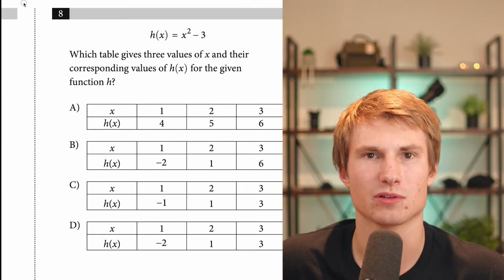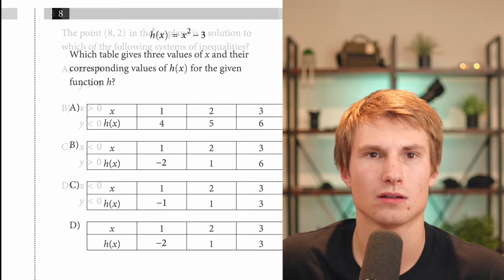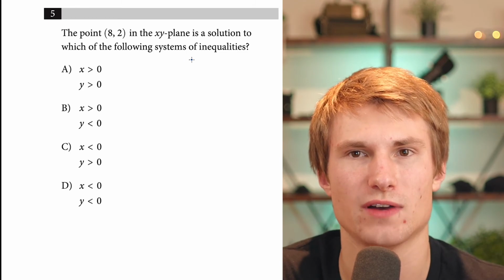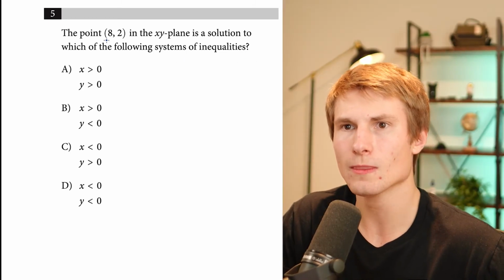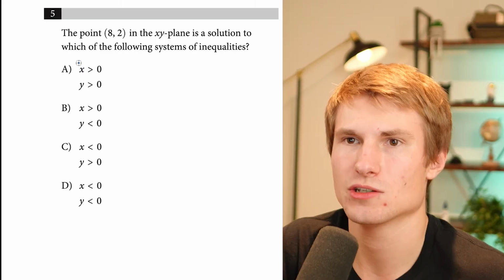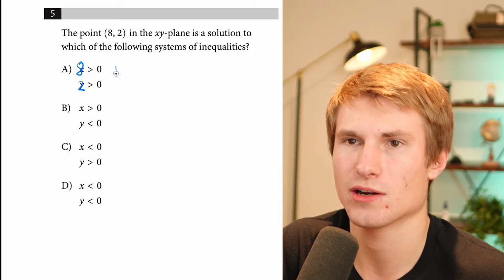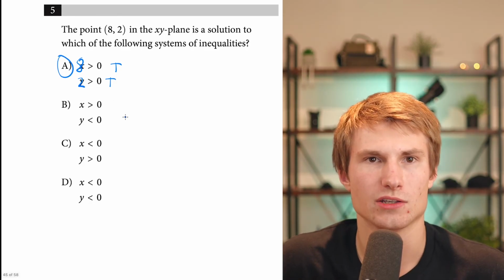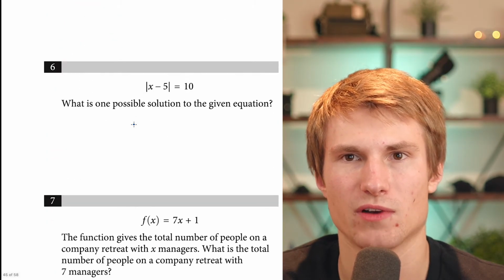Question number 5. Let me go ahead and switch sides on my screen. All right, there's question number 5. Point (8, 2) in the xy plane is a solution to which of the following systems of inequalities? All right, so the point (8, 2), we got to substitute in. So we got an 8 and a 2. Is 8 greater than 0? Yes. Is 2 greater than 0? Yes. So answer choice A is true. So A is our correct answer there. We move on to question number 6.